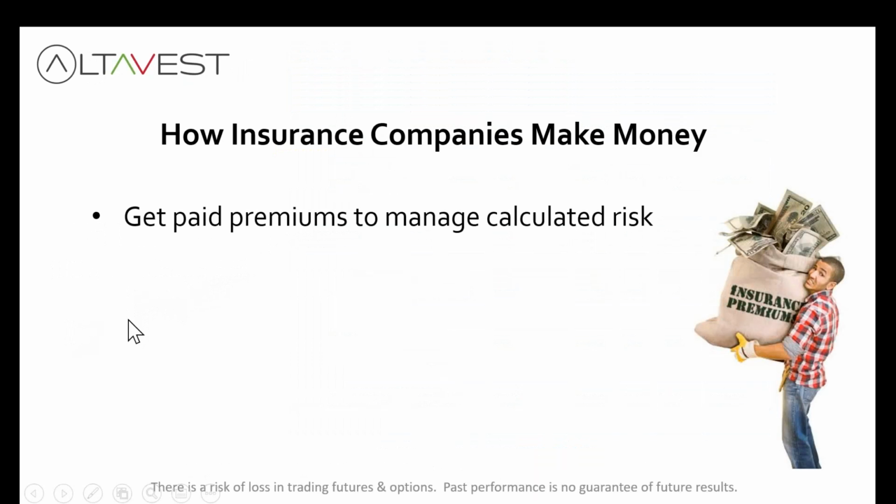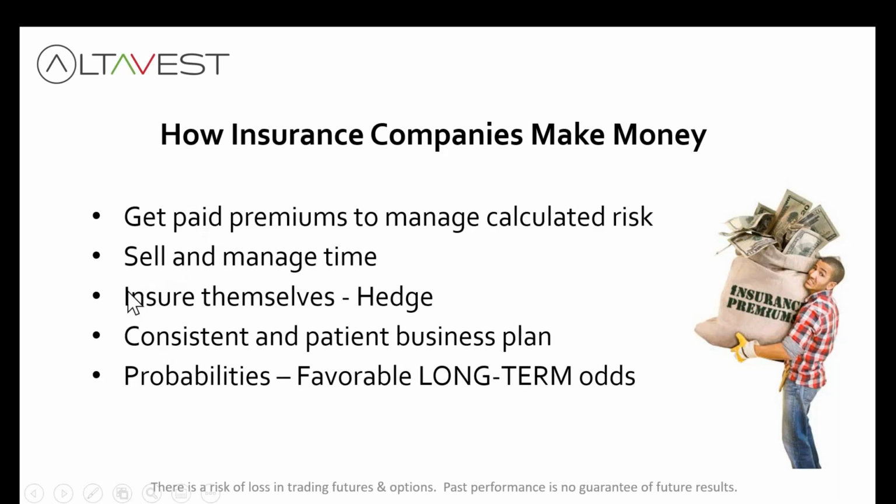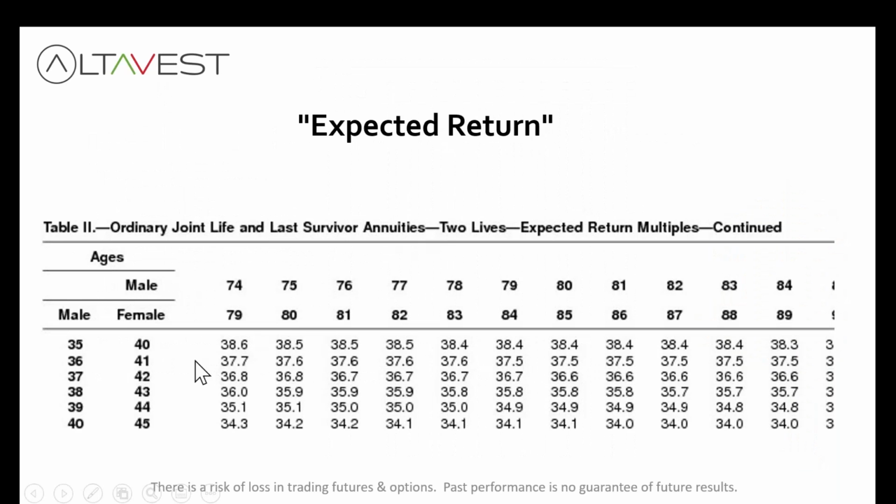Now, with that said, insurance companies, you know how they make money. You pay premiums to them, and they calculate the risk. So they sell and manage time, but they always insure themselves, and they are consistent, and they're patient, and they look at math, probabilities, and long-term odds, statistics, actuarials, expected returns.